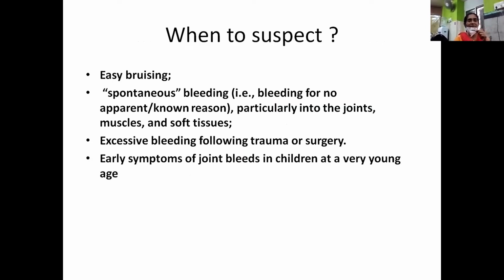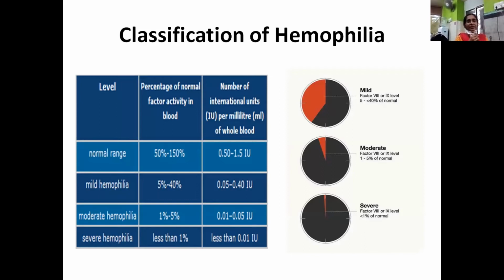Whenever a patient presents with easy bruising, spontaneous bleeding, that is bleeding without any apparent cause or reason, particularly into the joints and muscles and other soft tissues, you should suspect hemophilia. Or if there is excessive bleeding following a trauma or surgery, both excessive and prolonged, you should again suspect hemophilia. And whenever children develop joint bleeds and muscle bleeds at a very young age, like 6 months to 1 year, in such cases also, hemophilia should be suspected. So that is the introduction and basics regarding hemophilia.